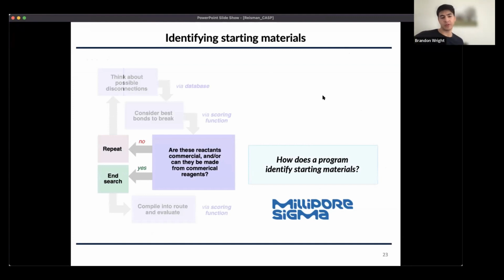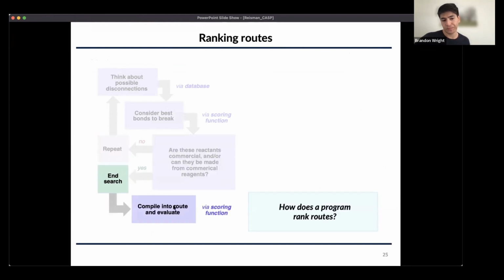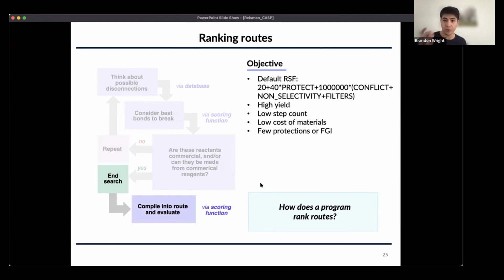Next in this retrosynthesis algorithm, how does the program identify starting materials? It typically does this through some kind of commercial database like the Millipore Sigma database. And then lastly, how does a program rank different routes? We said before, this is typically done through a scoring function. And there are some objective and subjective aspects to how we rank routes.